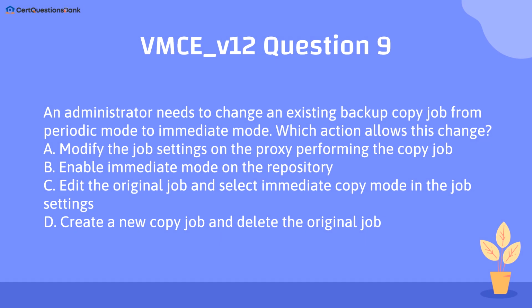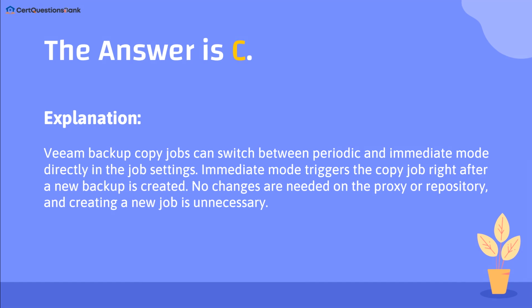An administrator needs to change an existing backup copy job from periodic mode to immediate mode. Which action allows this change? A. Modify the job settings on the proxy performing the copy job. B. Enable immediate mode on the repository. C. Edit the original job and select immediate copy mode in the job settings. D. Create a new copy job and delete the original job. The answer is C.